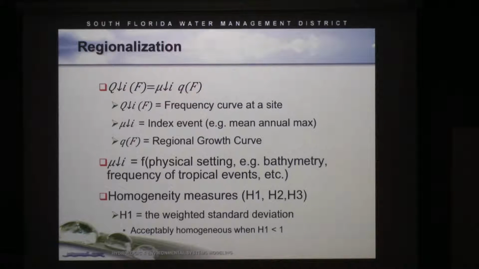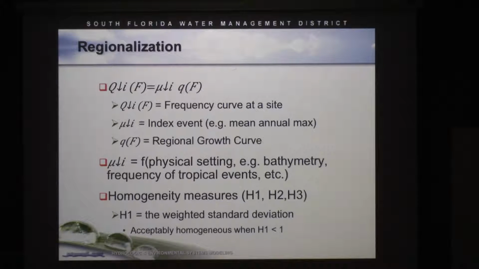So here's how it works. I apologize for these equation symbols. This is what happens when you go from one version of Microsoft to another. And you all are familiar with that problem, right? So this is Q sub i, anywhere you have an arrow. So this is the regional curve, and then this is some kind of index event.